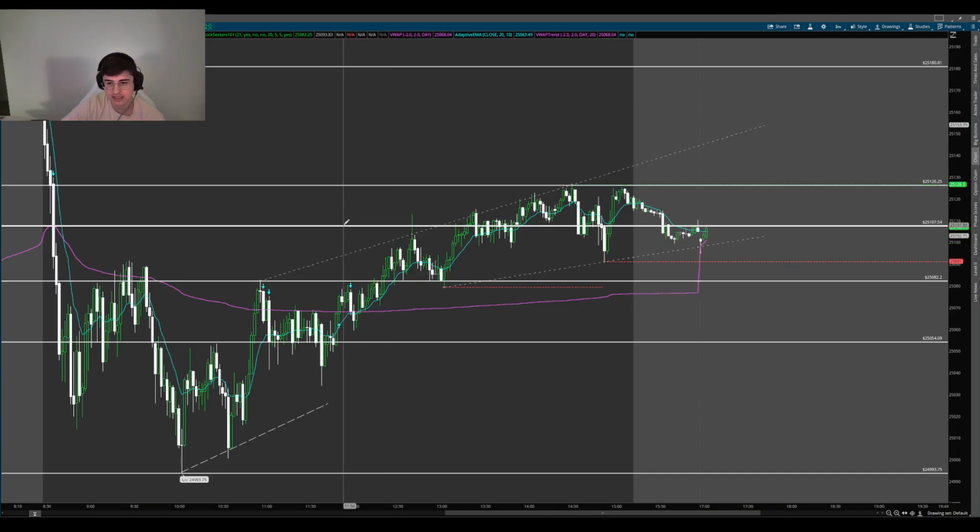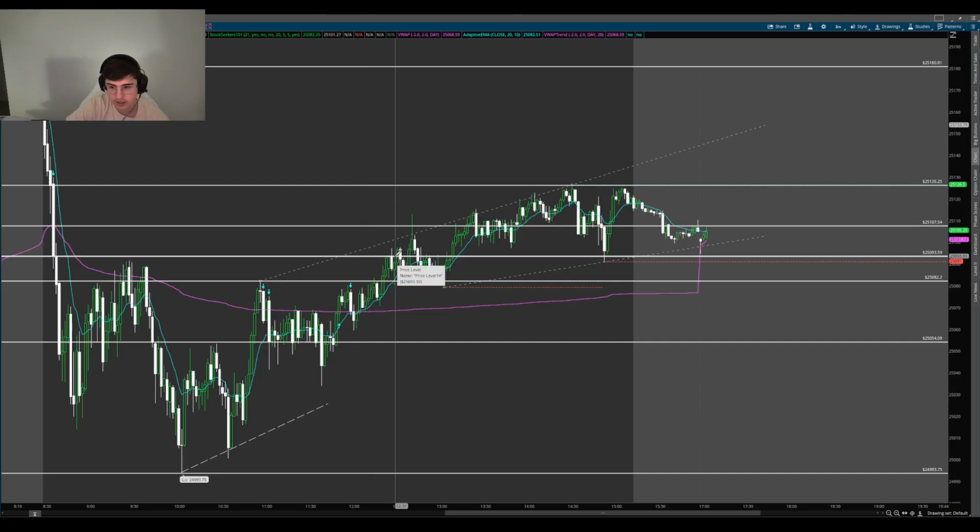Now, let's say you're hesitating, like, no, Will, I don't want to take the breakout play. I want to wait for the break and retest. Okay. We break this. We retest it. Right. And then where would we want to take a long? This trade, for example, would be right here. Okay. Break, retest, entry.